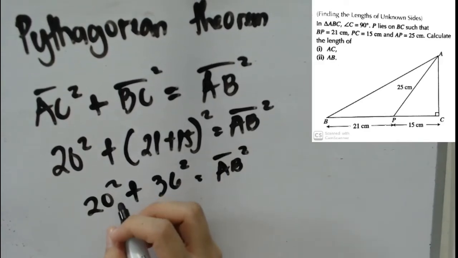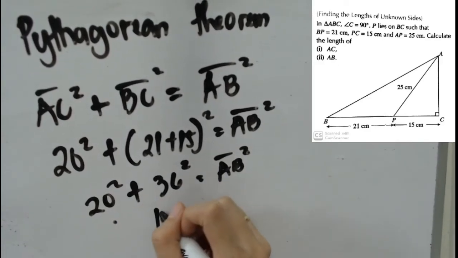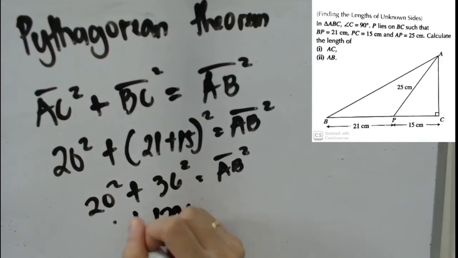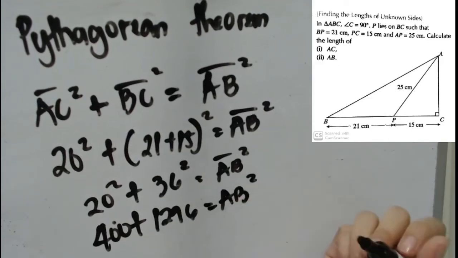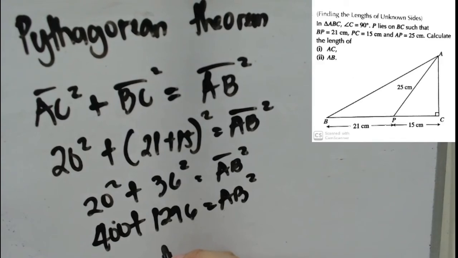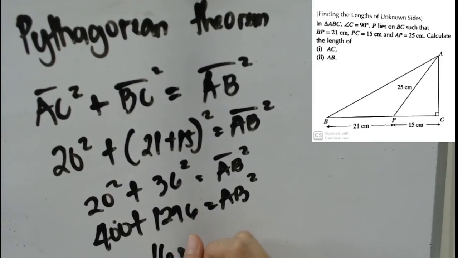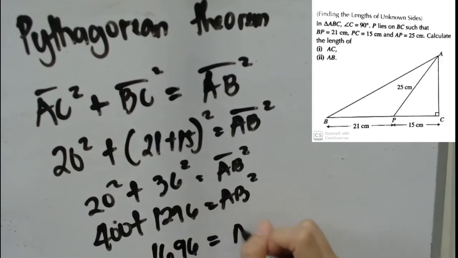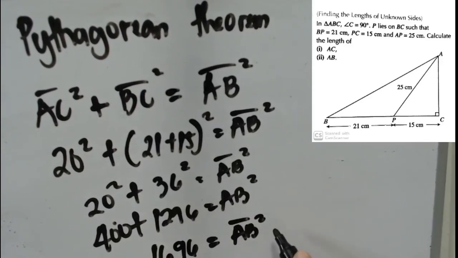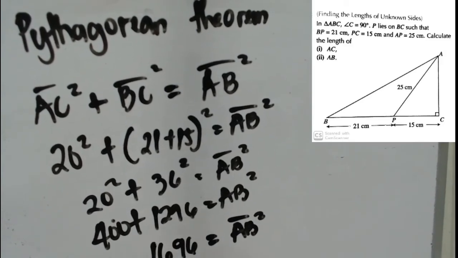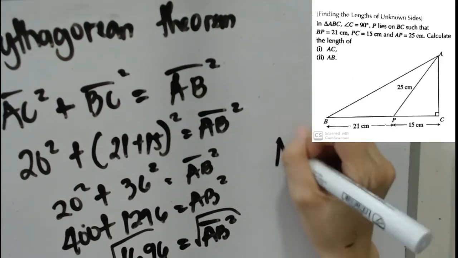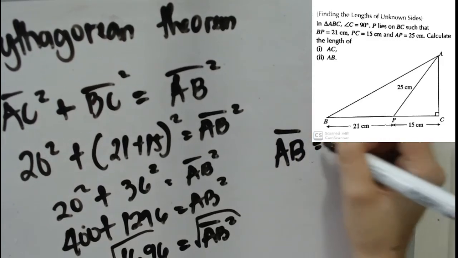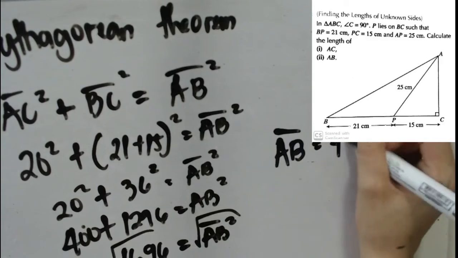36 squared gives us 1,296 plus 20 squared is 400, and it is equal to AB squared. So, 1,296 plus 400 gives us 1,696, which is equal to AB squared. To eliminate the square again, we need to get the square root of both sides. Using our calculator, the length of AB will be 41.2 cm.